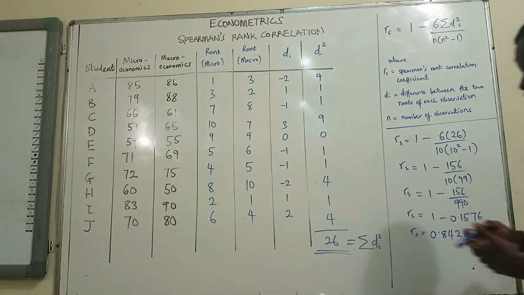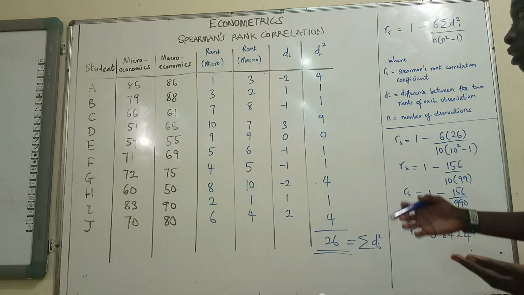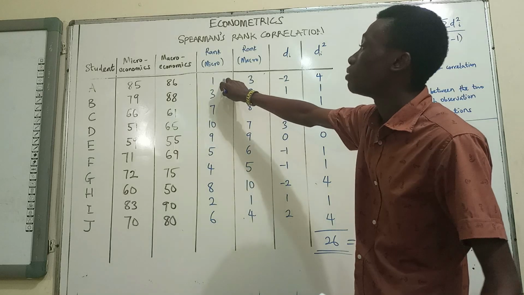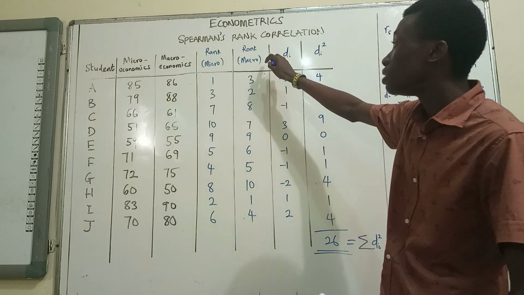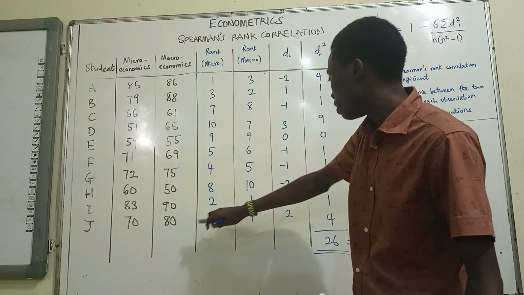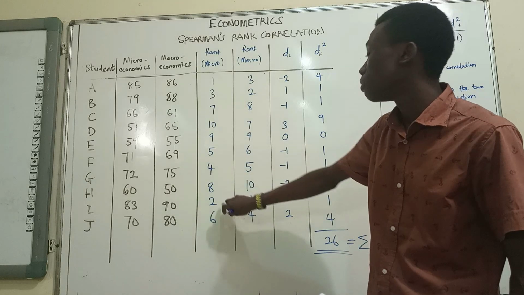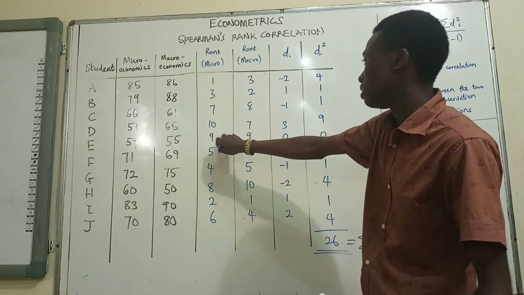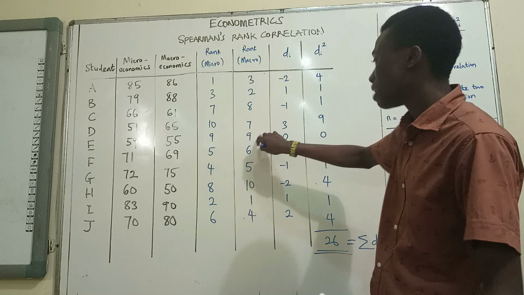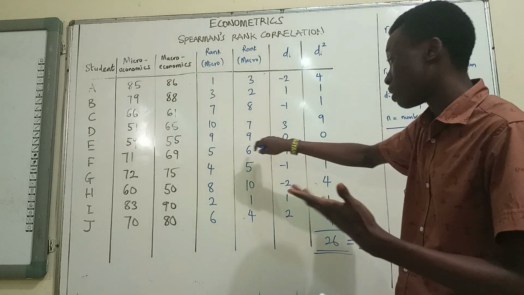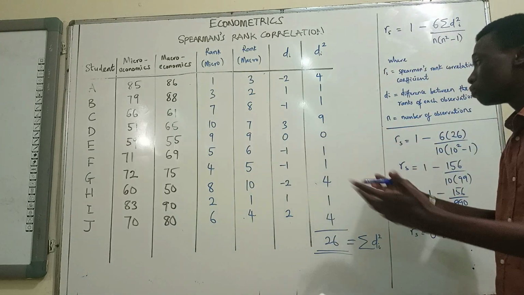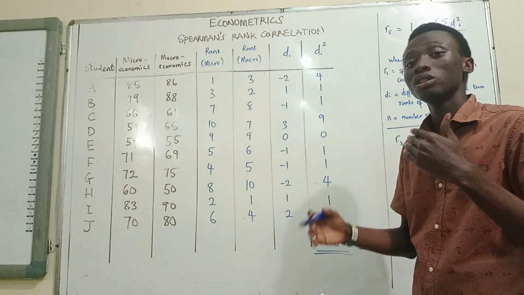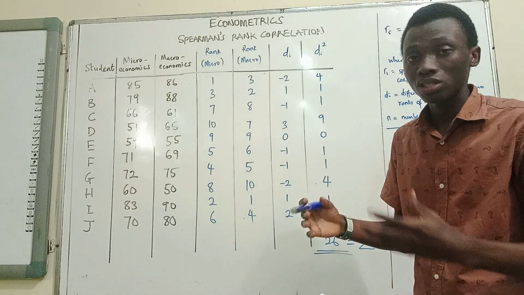So you see that student scores in microeconomics sort of move with the scores in macroeconomics. It's positive and relatively strong. From our ranks, we can see that student A was first in micro, third in macro. Student I was second in micro, first in macro. And for someone like student J, ninth in macro, ninth in micro. So they sort of move together, and so that's about the explanation. It shows a strong positive relationship.